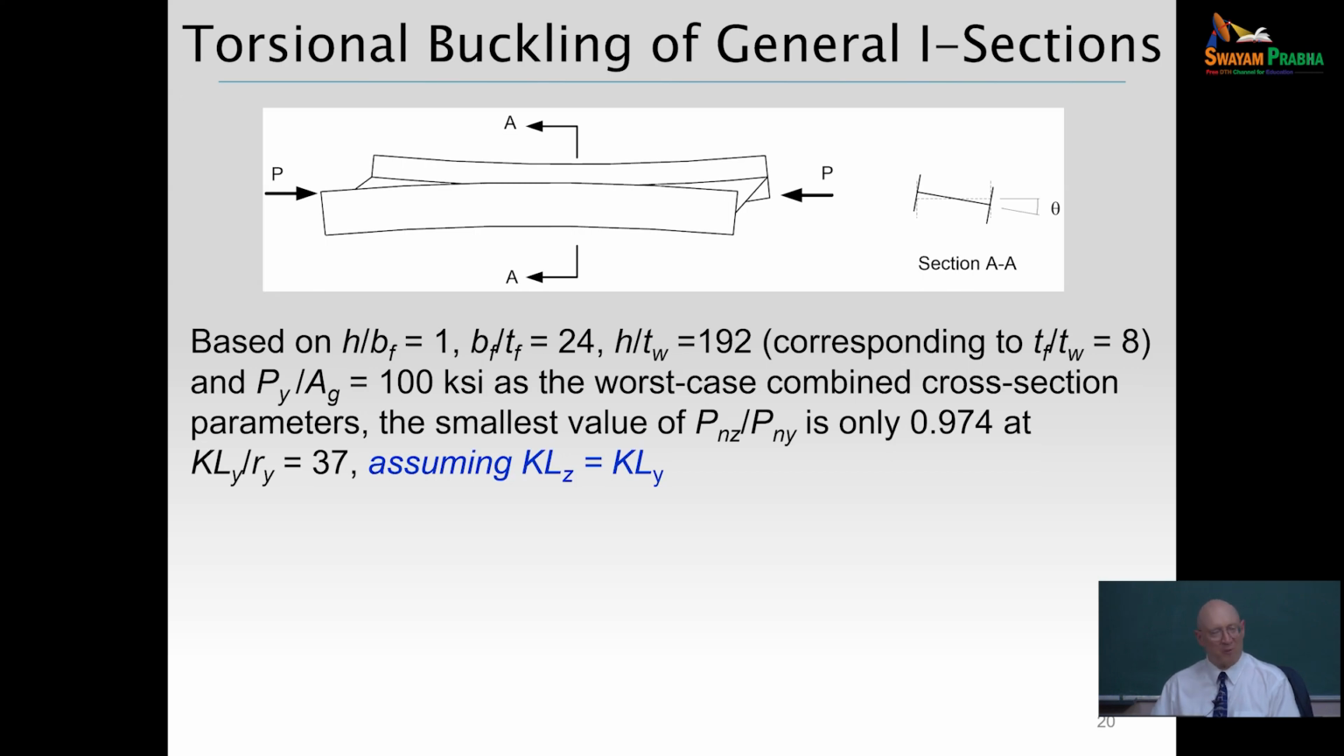Okay? So if we feed all that in and we calculate a PNZ for the torsional buckling from the column strength formula, we compare that to PNY, we would get 0.974. So it is a little bit smaller than what we'd have from PNY. And that's going to happen at a very specific KL over R about the weak axis. You get that worst case, or the smallest PNZ over PNY, at KLY over RY of 37. That's for KLZ equal to KLY.